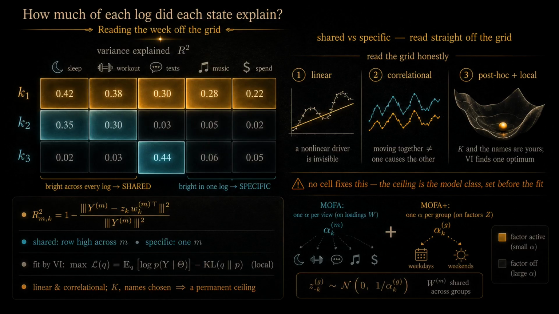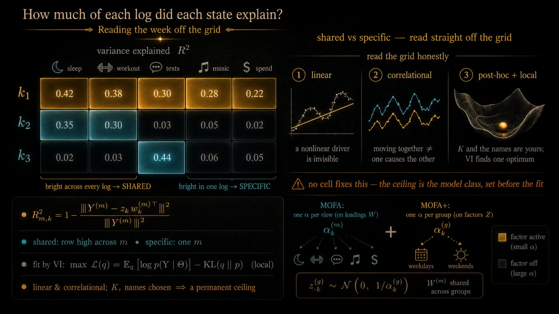First, these states are straight-line directions of shared variation. If a driver acts on your week in a curved, nonlinear way, this grid simply can't see it. Second, a bright square means two things move together. It does not mean one caused the other. It's correlation, not cause.